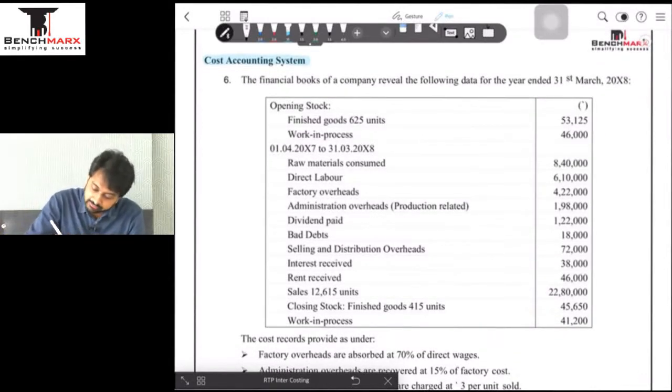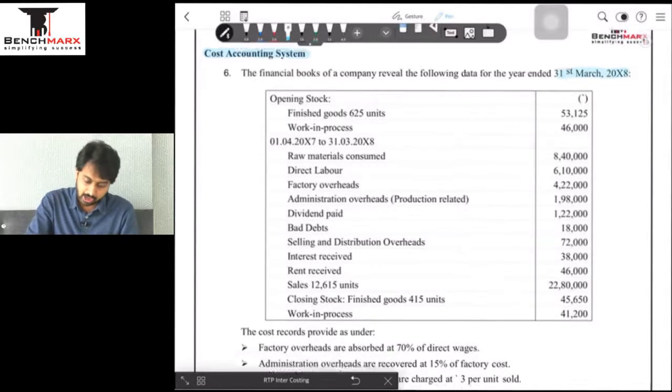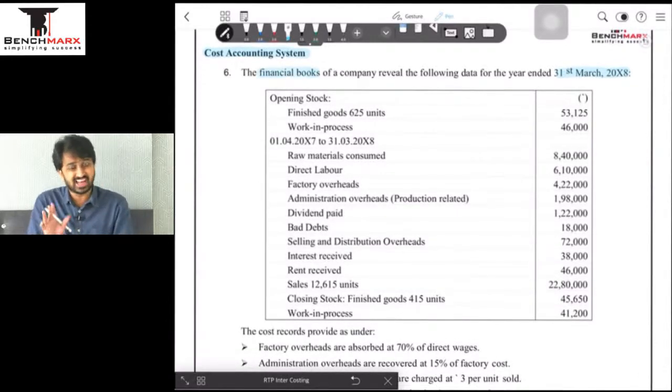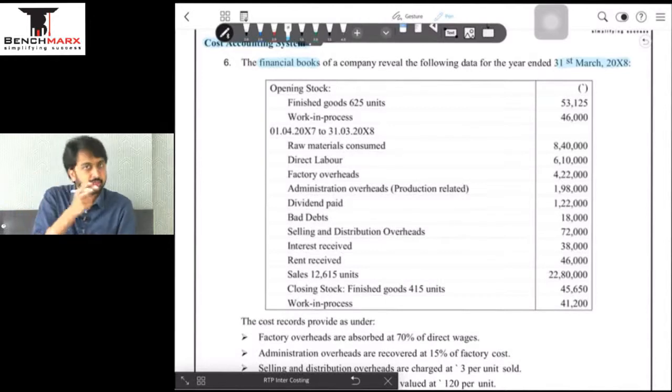books of a company reveal the following data for the year ended 31st March 08. So the details of the year ending 31st March 08 are given, and for which books are the details given? Financial books. So these are financial books' records. These could be different from costing records because the valuation principles are different and certain costs are coming only in finance, not in costing. Example, interest, bad debts, etc.